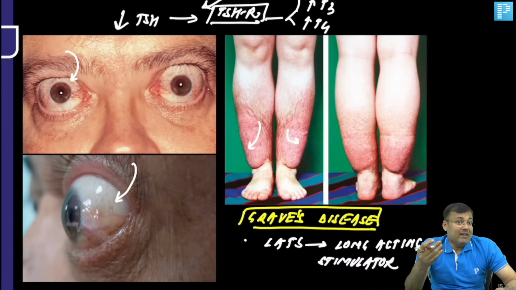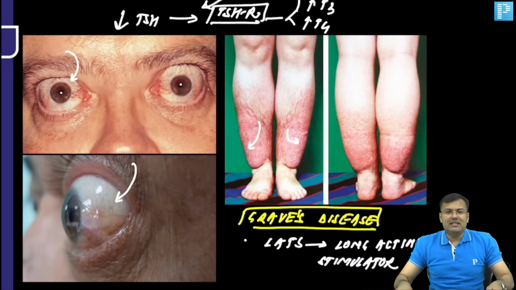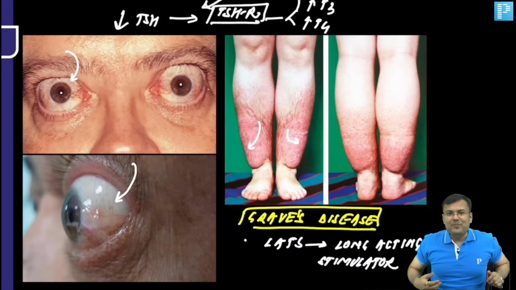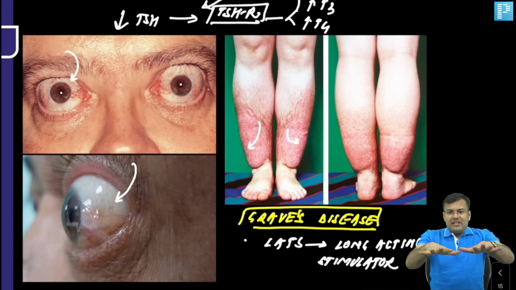Here the patients will be having hyperthyroidism, signs and symptoms of hyperthyroidism, and you know, whenever there is hyperthyroidism, there is increased expression of beta receptors. So, these patients will be having signs and symptoms of sympathetic stimulation. So, the patient will be having tachycardia, palpitation, and tremors.